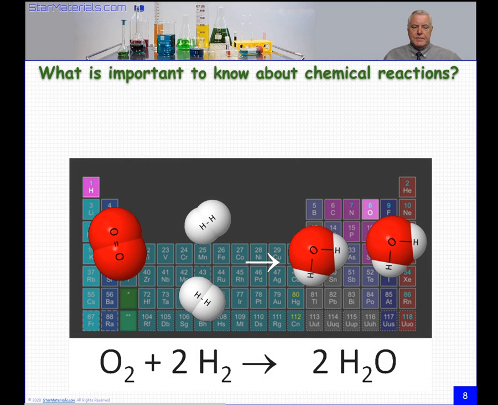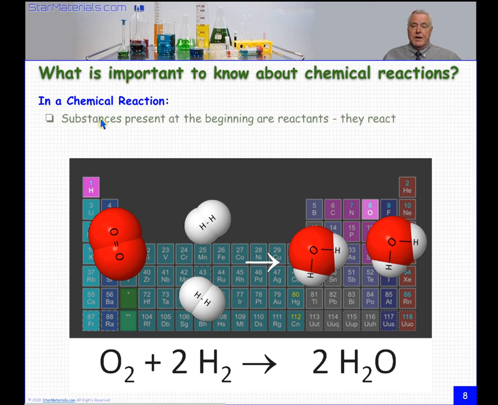All right, let's do something easy. In a chemical reaction, substances present at the beginning are the reactants. They react. The products are found after the arrow. So we got reactants here, products here.